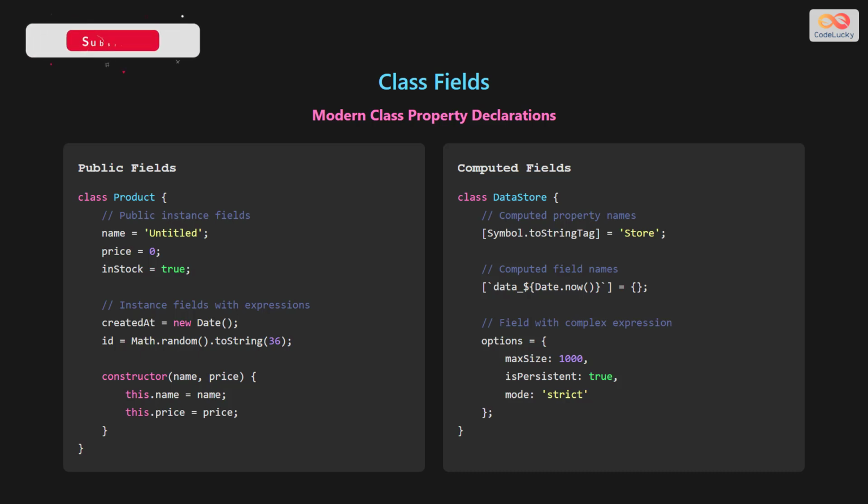Class fields provide a way to define properties directly within a class. Public fields are declared directly inside a class, such as name, price, inStock, createdAt, and id here. These fields are automatically added to the object when it's created. You can also use computed fields where the name of the property is dynamically generated. As shown in DataStore here, this also allows for more complex field declarations, including usage of expressions to generate the keys or values.